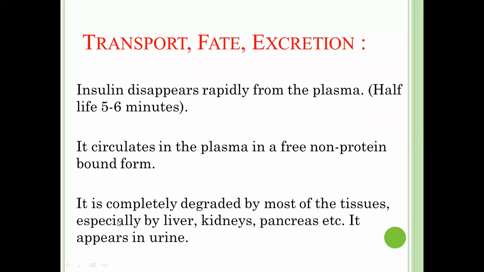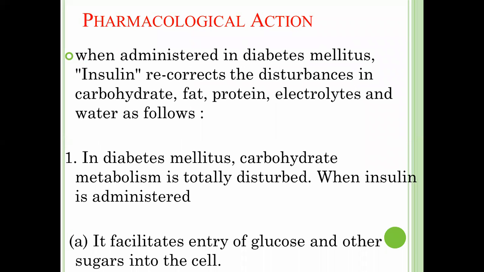It is completely degraded by most of the tissue. Degraded means destroyed, especially by the liver, kidney, pancreas, etc. So it is completely degraded by most tissue, especially by the liver, kidney, and pancreas, and it appears in the urine. So this is about transport and excretion.